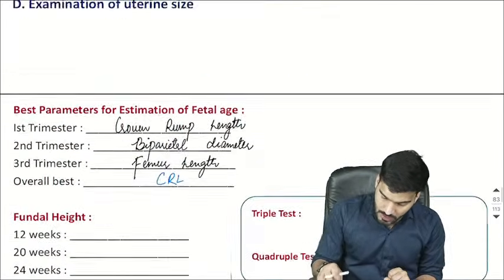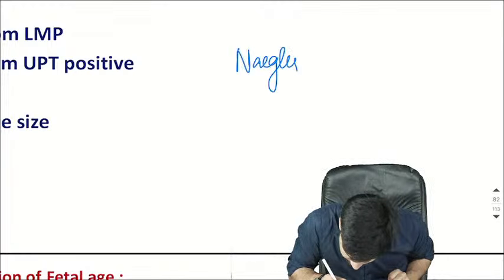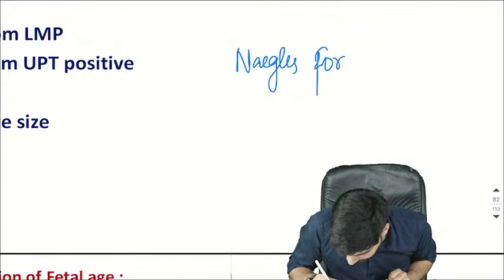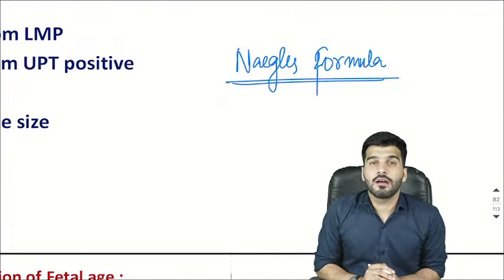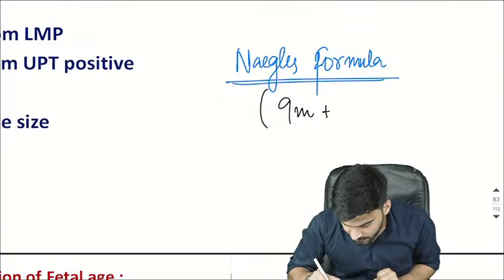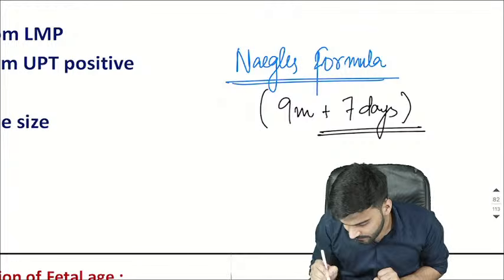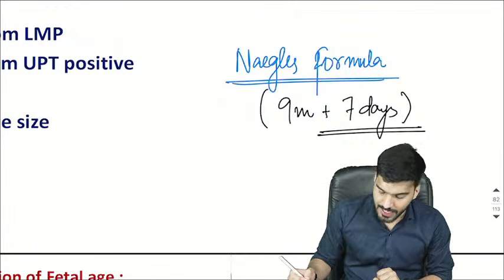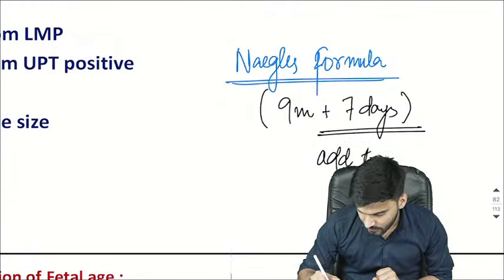Second one is about, sir, what exactly is Naegele's formula? Naegele's formula is used in order to know the estimated date of delivery. So what exactly we do? 9 months plus 7 days added to LMP, last menstrual period.